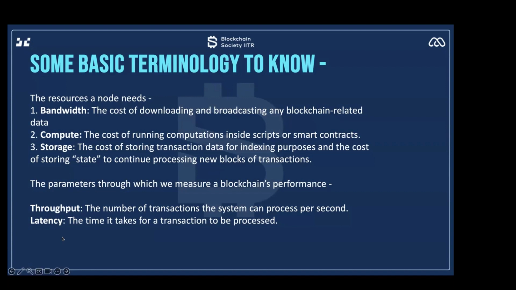Then there are two parameters which are useful in measuring the performance of a blockchain. So first is the throughput. I think Samrin discussed that in the last lecture. It's the number of transactions that a system can process per second. And second is the latency, the time it takes for a transaction to be processed. So these are the two important terms for measuring the performance. Currently, Ethereum processes a block every around 12.5 seconds, and it's 1 million gas per second. So you can calculate the throughput and latency there.